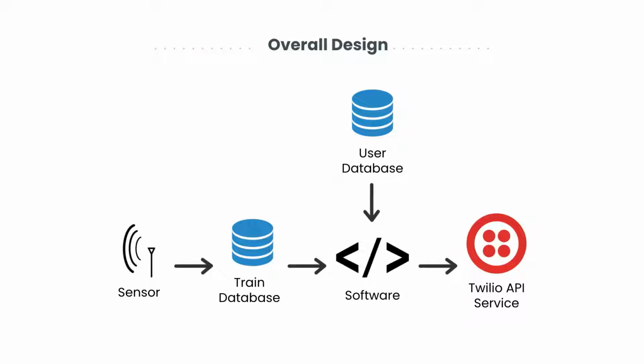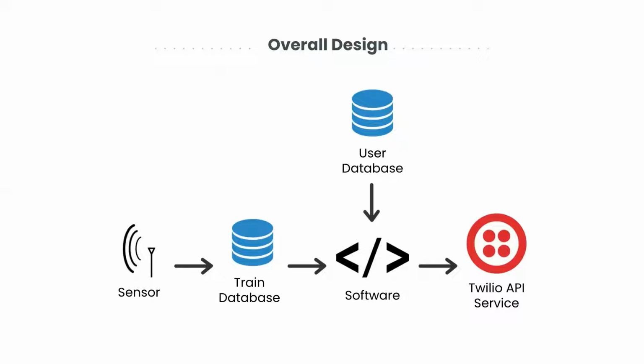Our software is accessing 2 databases at the same time, the train database and the user database. From the train database, you'll be able to figure out instantaneously how fast the train is going and whether the object that was detected by the sensor is actually the train or not. Once it has calculated these 2 things, it can then move on to figuring out how to send a message to all the users.